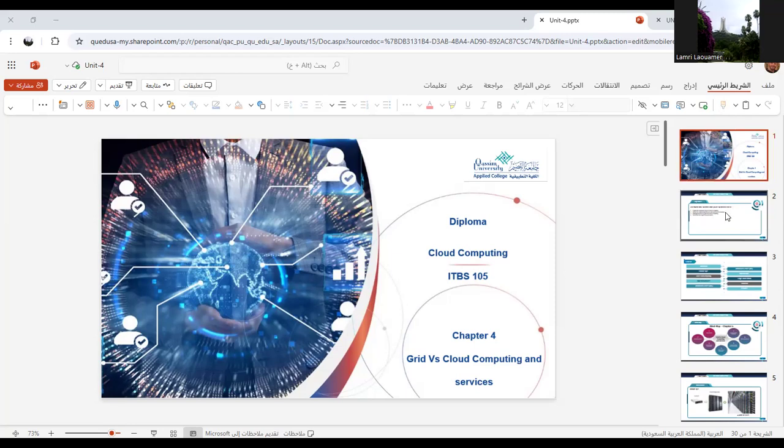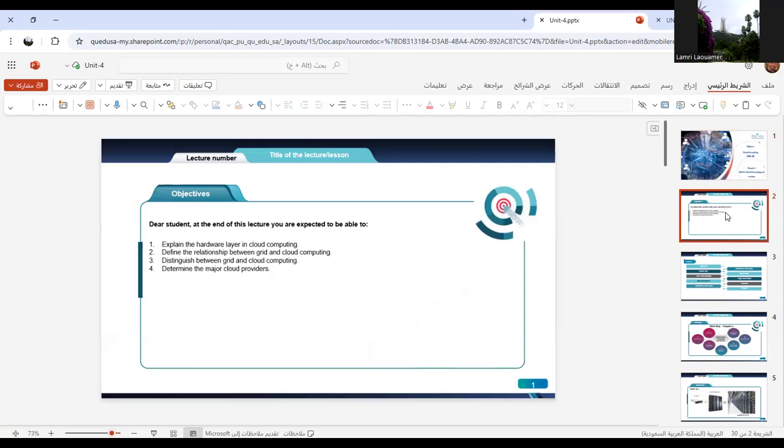So, before starting this lecture, normally you are expected to be able to, through this lecture, explain the hardware layer in cloud computing, define the relationship between grid and cloud computing, distinguish between grid and cloud computing, and finally, determine the major cloud providers.